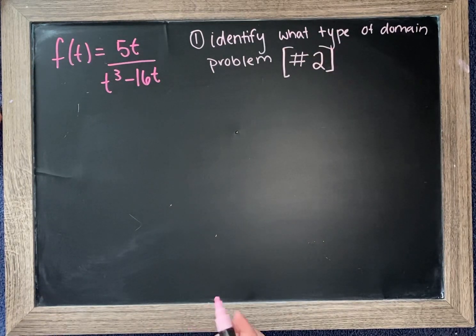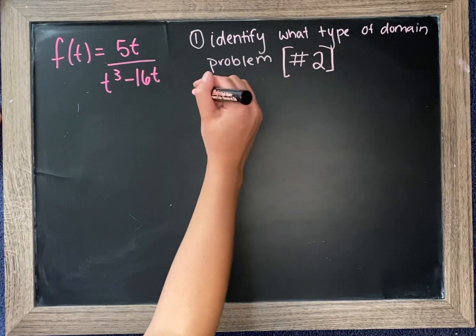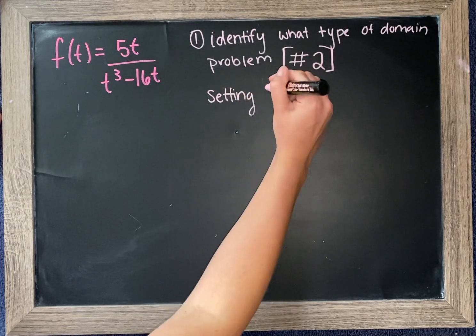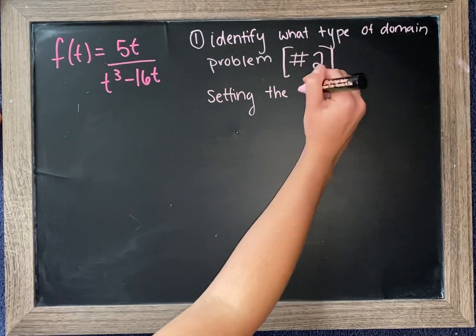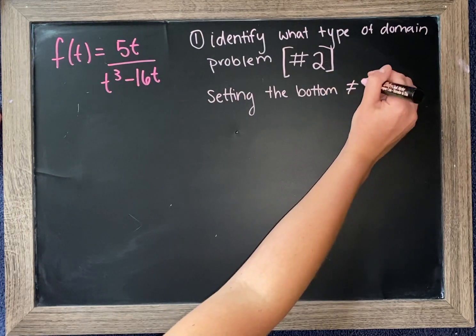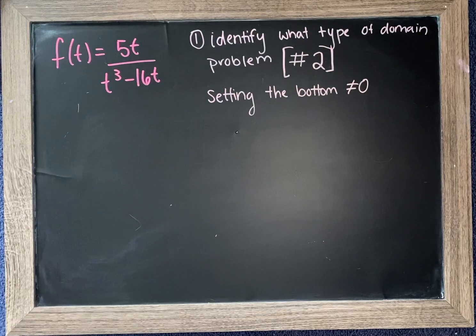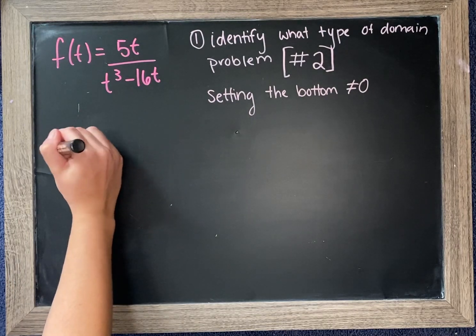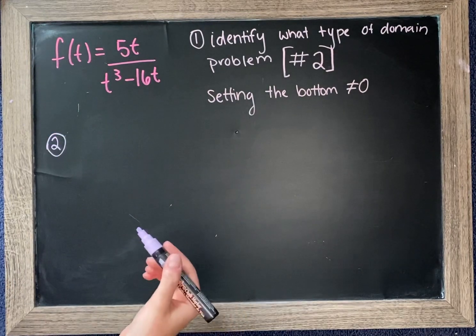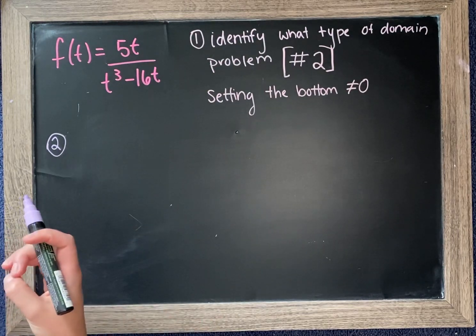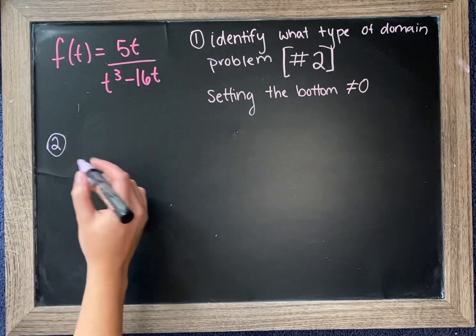And so we're going to solve this by setting the bottom of the equation so that it is not equal to 0. So the second step that you're going to follow is you're actually going to set the bottom of the equation equal to 0, and then you're going to solve to find what will make the bottom 0, and then you're going to exclude those values.